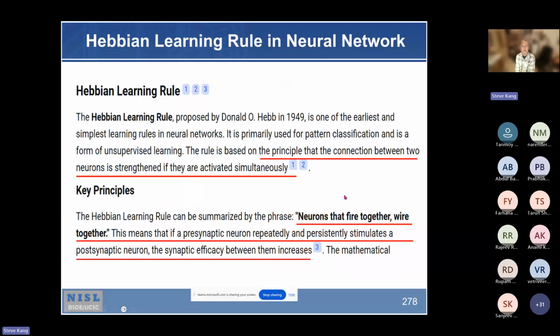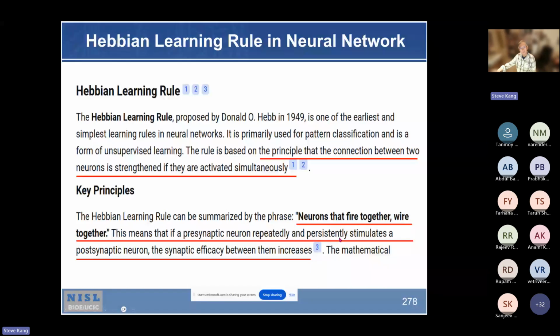Also, we talked about the Hebbian learning rule in neural networks. The Hebbian learning rule proposed by Donald Hebb in 1949 is one of the earliest and simplest learning rules in neural networks, primarily used for pattern classification and unsupervised learning. The rule is based on the principle that the connection between two neurons is strengthened if they are activated simultaneously. It's called neurons that fire together, wire together. That is the principle of Hebbian learning.